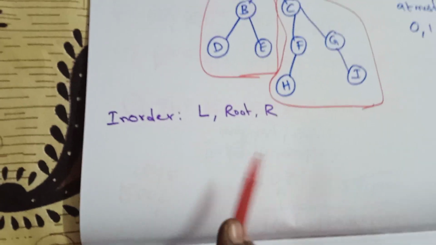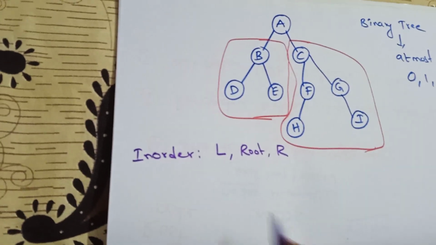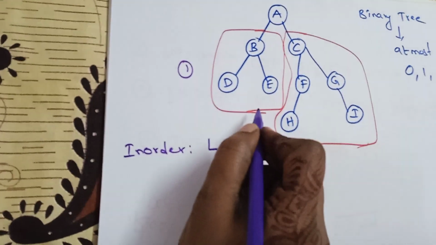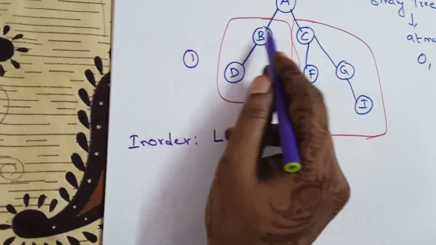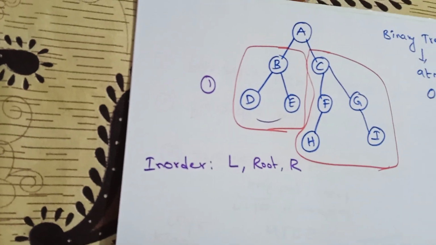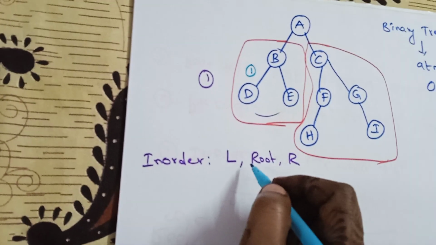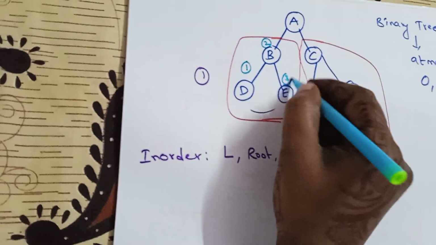Now what is in-order? Visiting of the left node first of all. So we will be starting with this. First we have to visit the left side. Now again if you see the left side, again it is a subtree. In this subtree, what is the left node? This is your left node, 1. And next, this is the root node. And next, the right node.